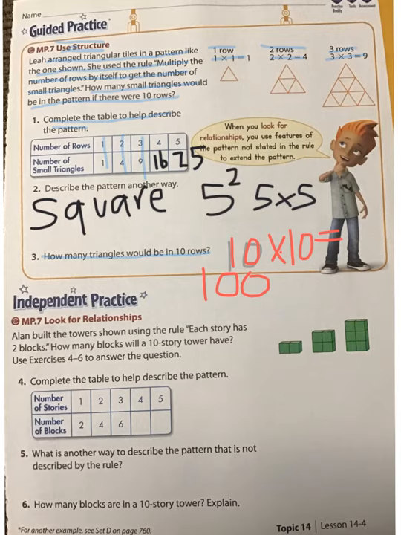Okay, I would like for you to try the independent practice. Do the independent practice on page 753 and see if you can do the problem on page 754.